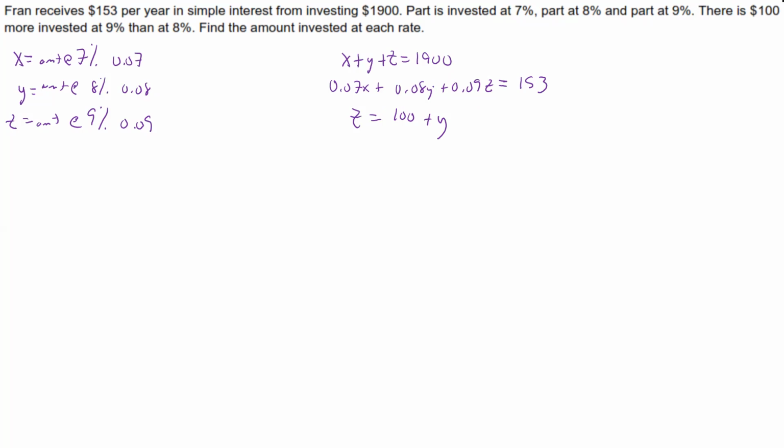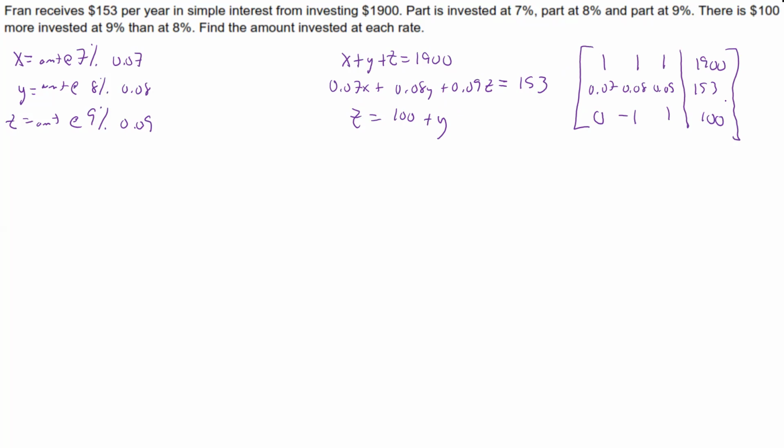Now what we could do is use matrices, or just solve the equations. If we do matrices, we're going to have to rewrite this as an augmented matrix. So we're going to get 1, 1, 1, 1,900. And then 0.07, 0.08, and 0.09, and 153. Now here, we're going to have to take this y over, so there's no x's. y is -1, z is +1, and then we have 100.